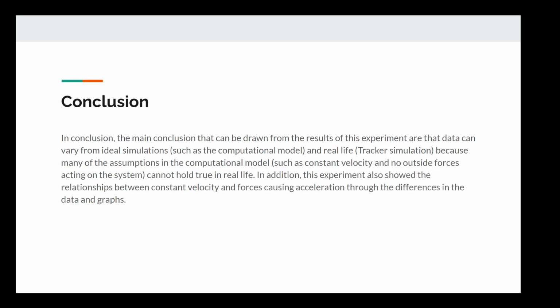In conclusion, the main conclusion that can be drawn from the results is that the data can vary between ideal simulations, such as a computational model, and real life, because many of the assumptions in the computational model, such as constant velocity and no outside forces acting on the system, cannot hold true in real life. The experiment showed relationships between constant velocity and forces causing acceleration through the differences in data and graphs.